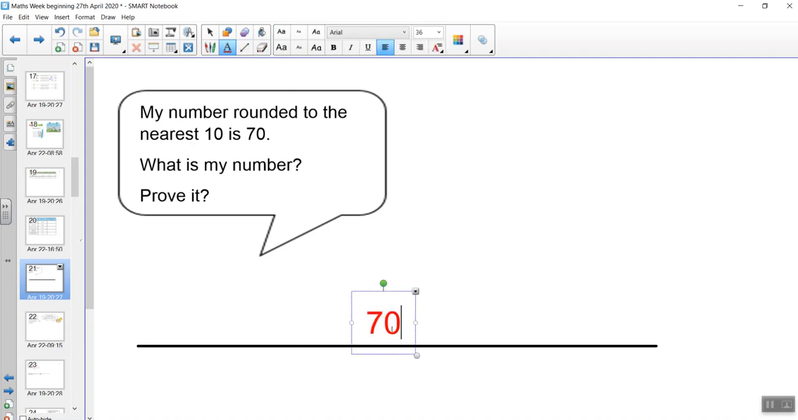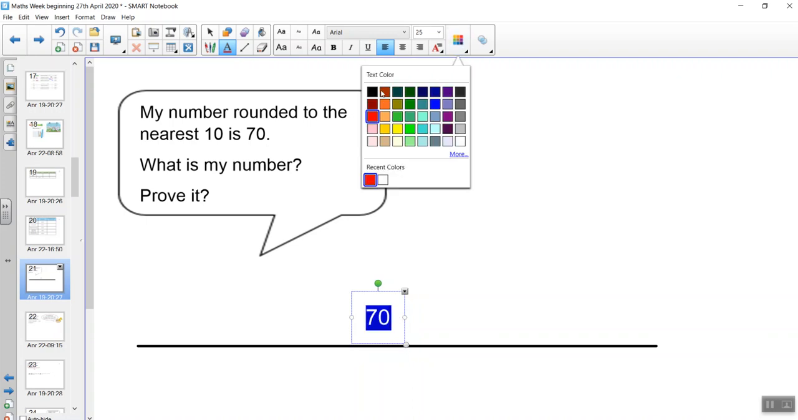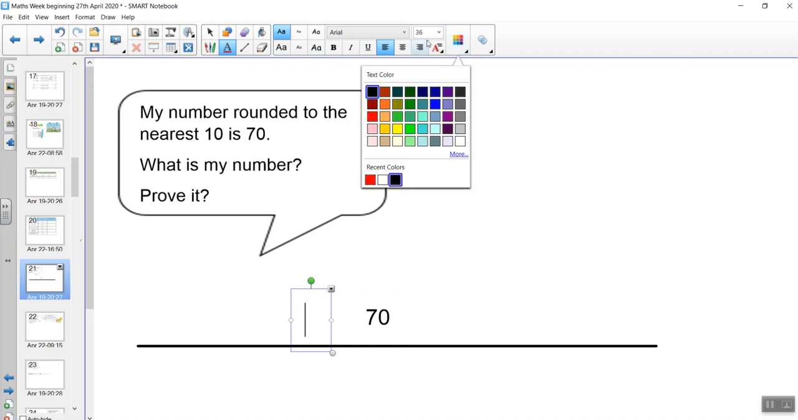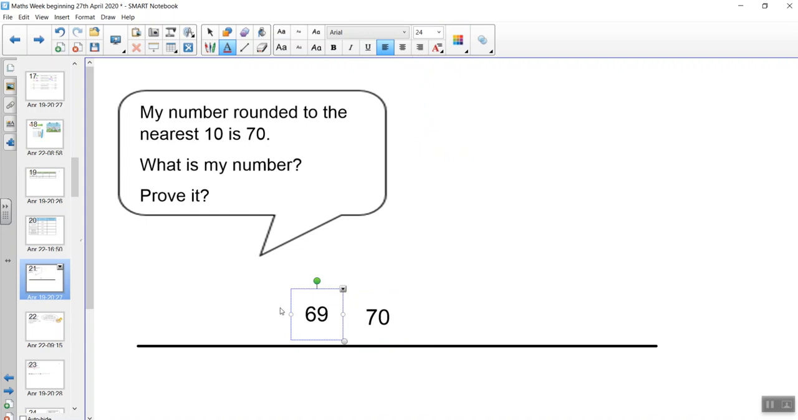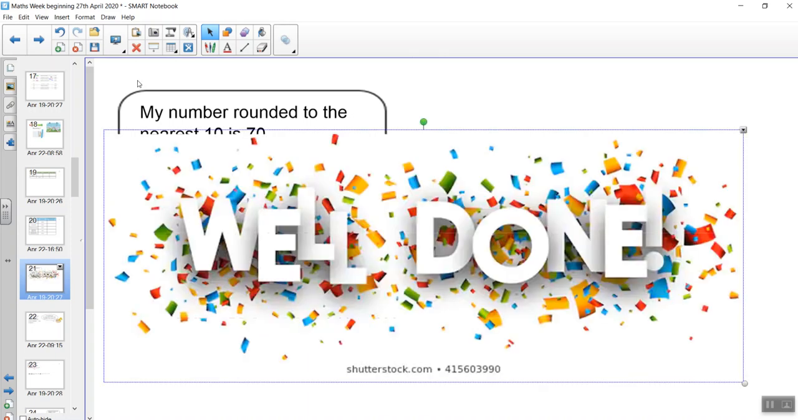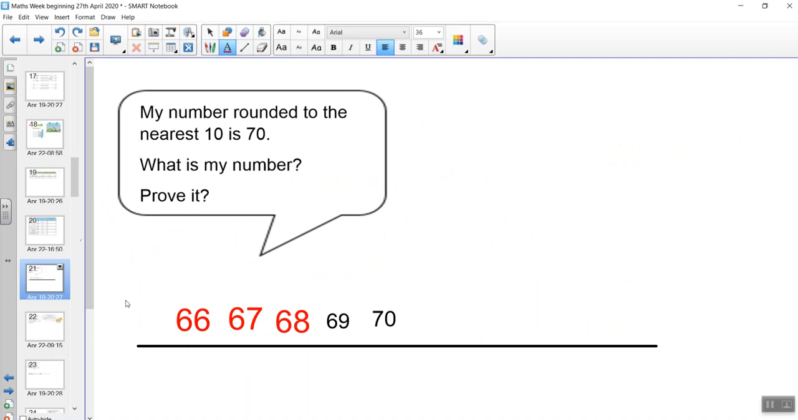Let's put 70 in the middle of our number line today, because that's my target number, the number that I've got to get to. Well, other numbers could include 69, it could include 68, it could include 67, it could include 66. Let's just tidy those up a little bit. Each of these numbers would round to 70 if I rounded it to the nearest 10. I'm just wondering, is there one more number? Is there another 60 number that would round to 70 when I rounded it to the nearest 10? Yeah, I think the number we're looking for is 65 would also round to 70 when rounded to the nearest 10.